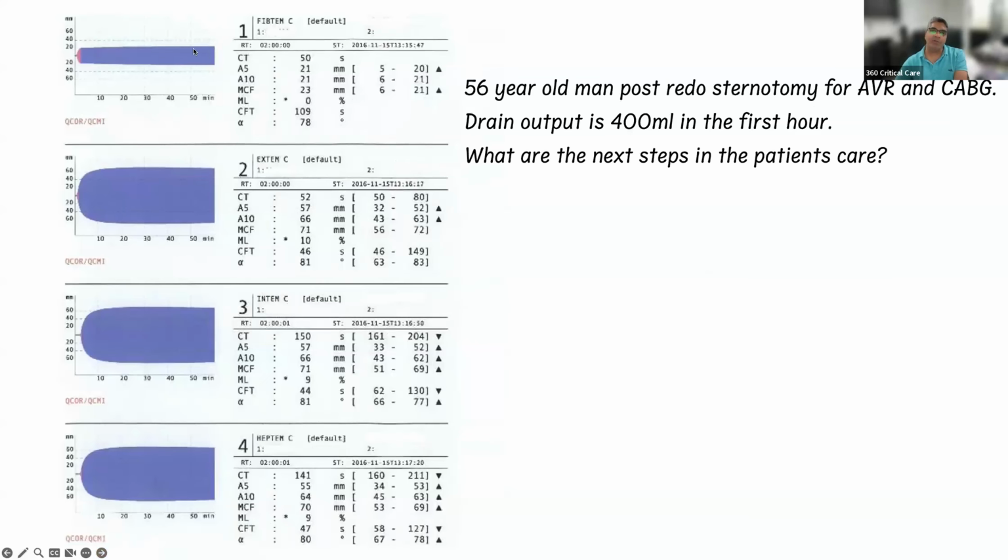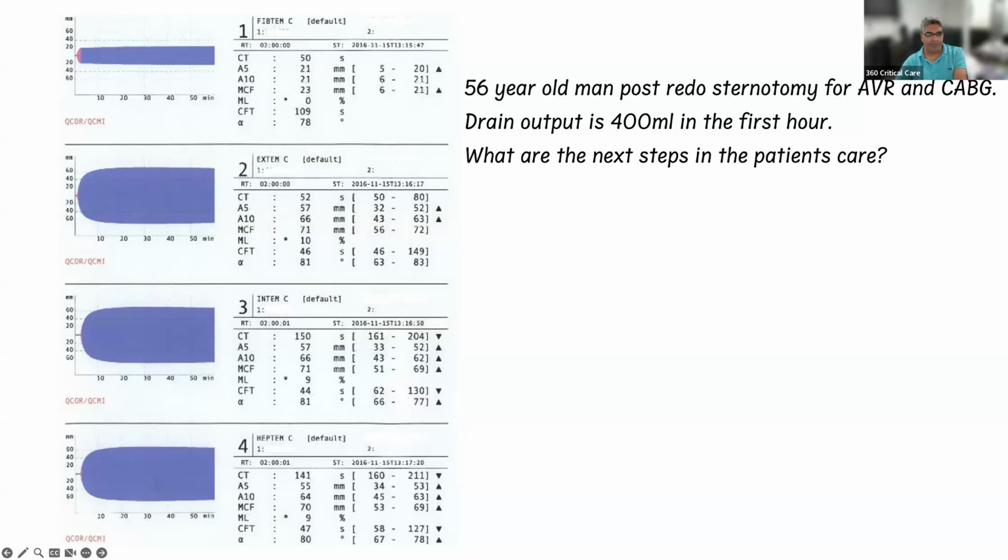This one. A 56-year-old man post redo sternotomy for AVR and CABG. Drain output is 400 ml in the first hour. What are the next steps in patient care? Okay, what's happening here? Again, just look at the starred ones. So in EXTEM, lysis is 9%. So again, there is increased lysis. Though it looks fat and wide, you have a clot lysis of 9% and the patient is bleeding. So what will you do? Tranexamic acid. All right.